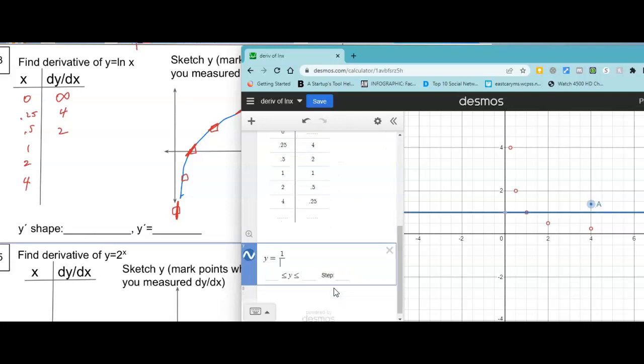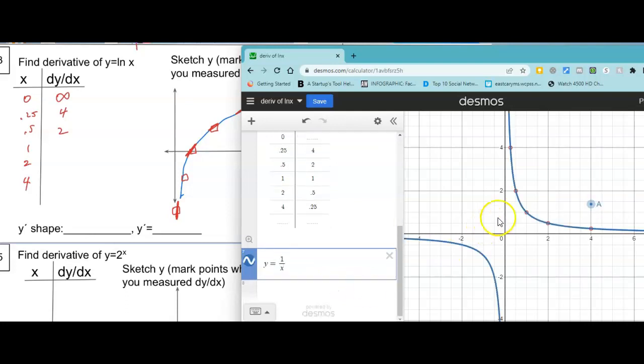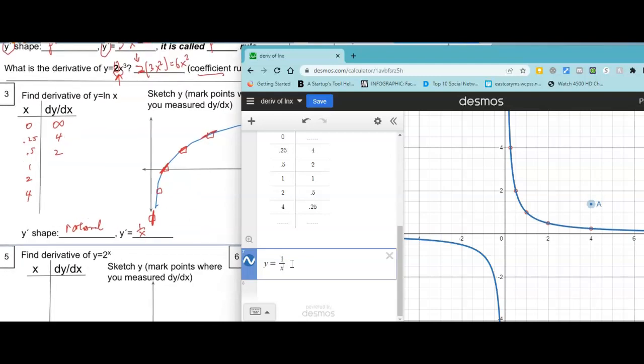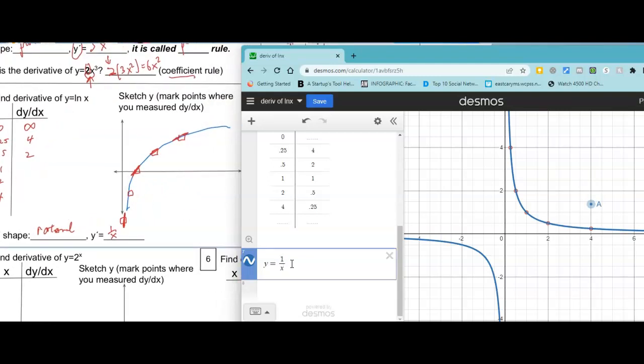inverse function. We worked with this a bit in chapter 2, right? So the derivative function of natural log is 1 over x. So it's a rational function. And the equation is 1 over x.